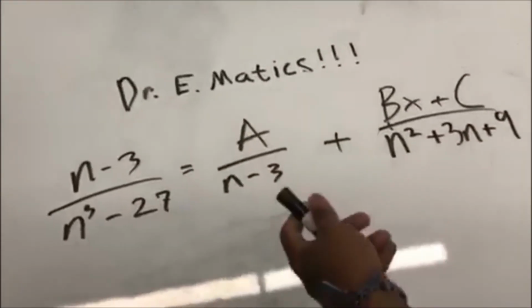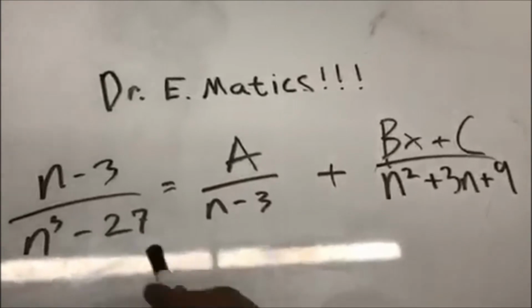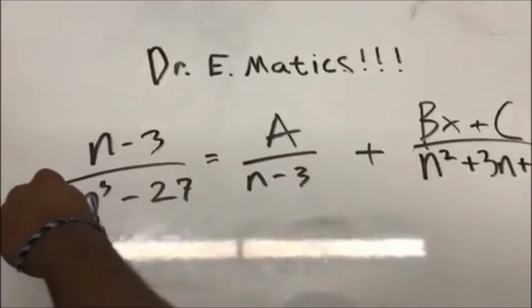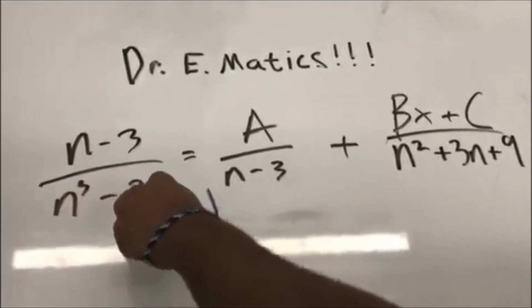Carrying on. So for our problem, we have (n minus 3) over (n cubed minus 27). Now, very simple equation, let me tell you. But expression actually, expression. But how do we simplify it? I do not know yet, but we will figure it out.